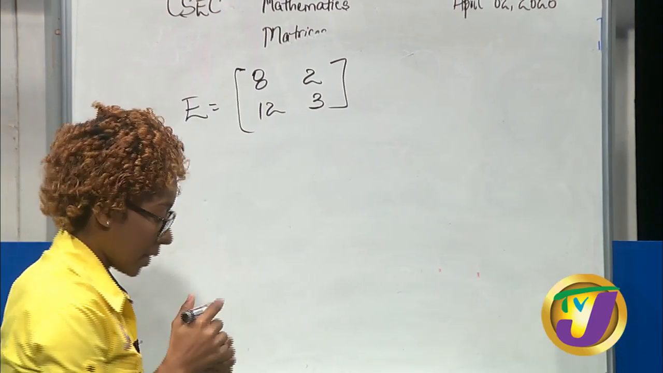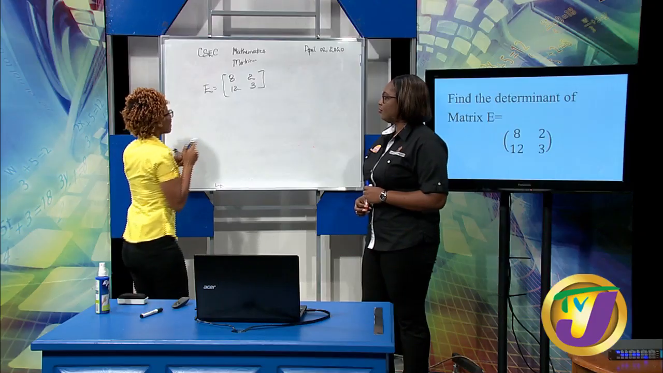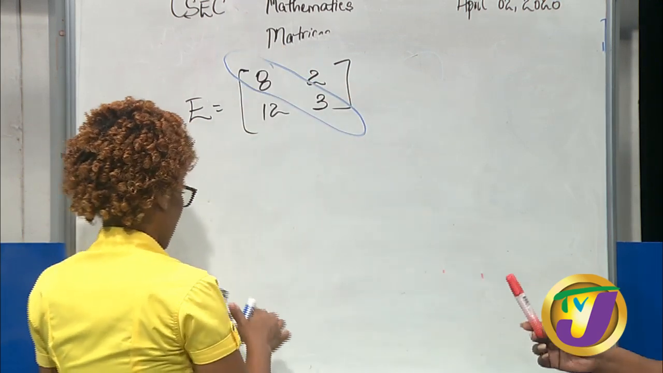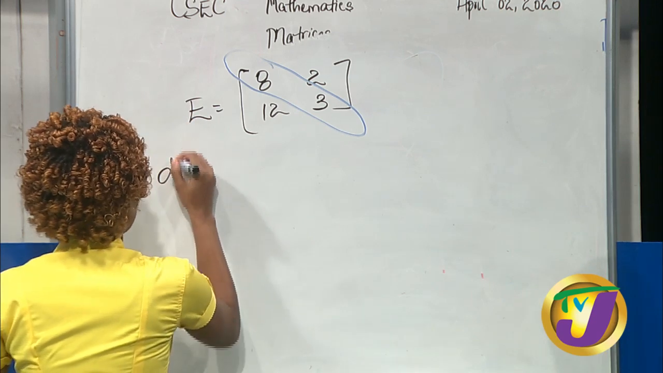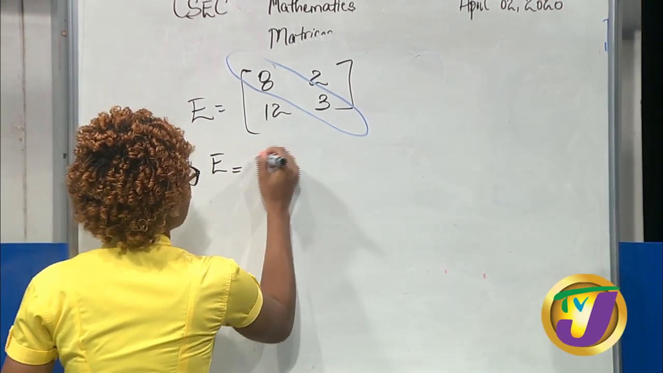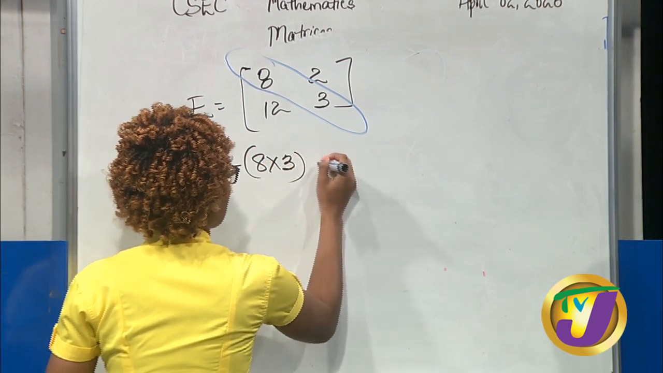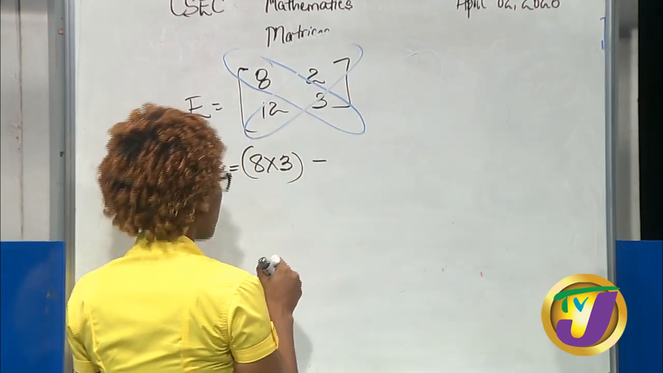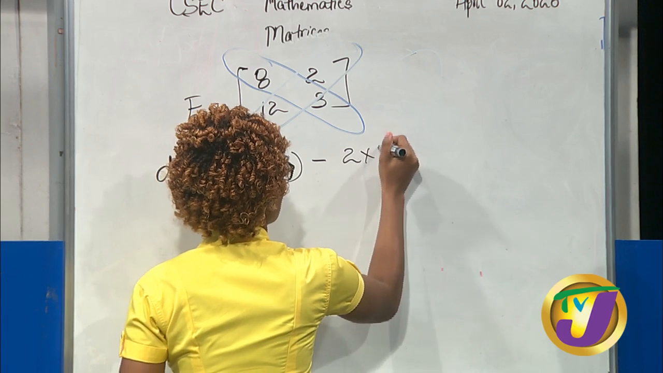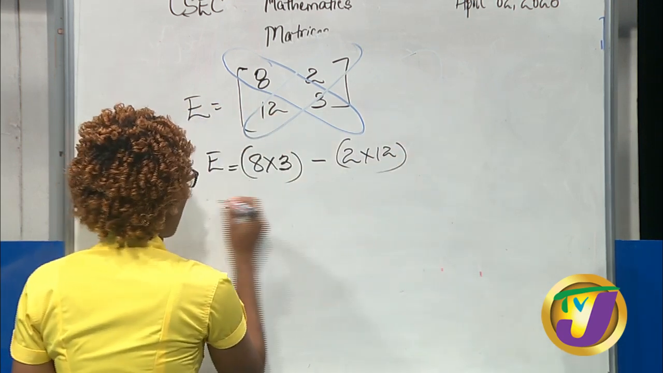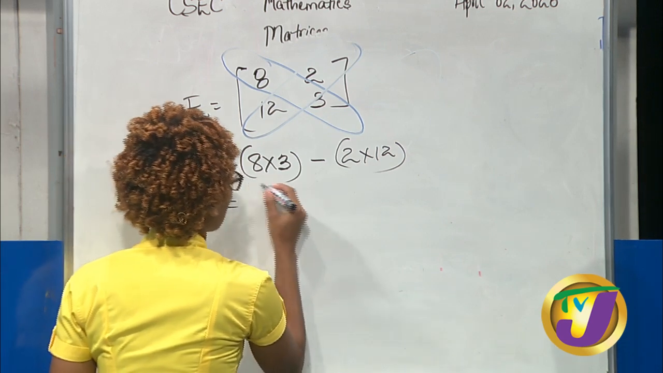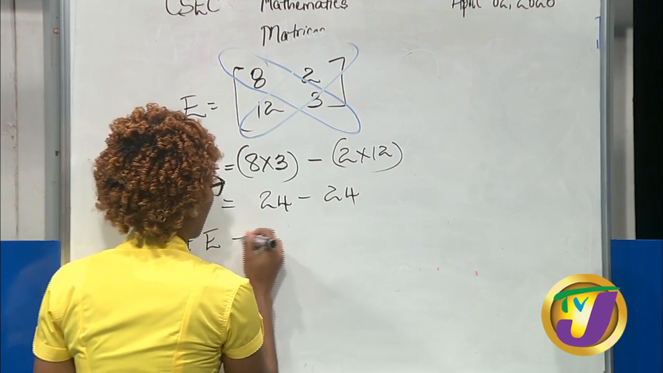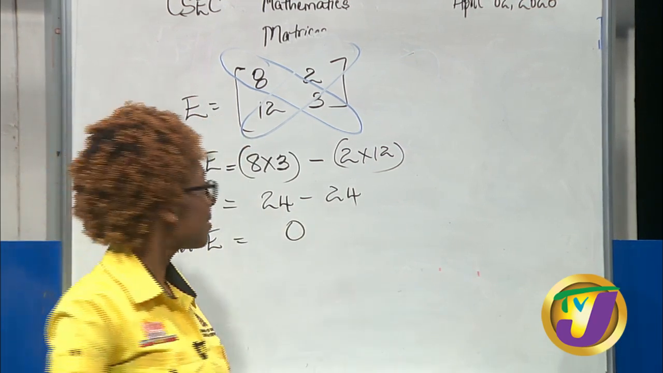All right, so if I'm asked to find the determinant, I'm going to do exactly what you did just now. I'm going to have my leading diagonal here, which is 8 and 3. So my determinant of E is 8 times 3, take away the product of my non-leading diagonal, which is 2 times 12. So now I have the determinant of E giving me 24 take away 24. So I am now left with 0. So my determinant is 0.